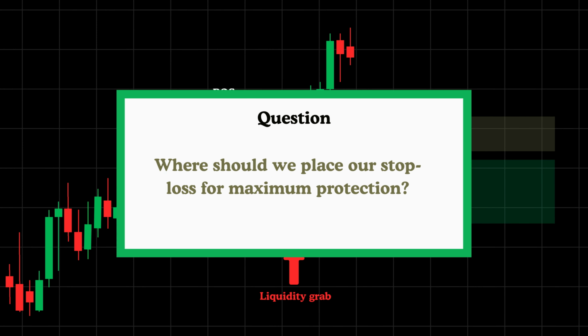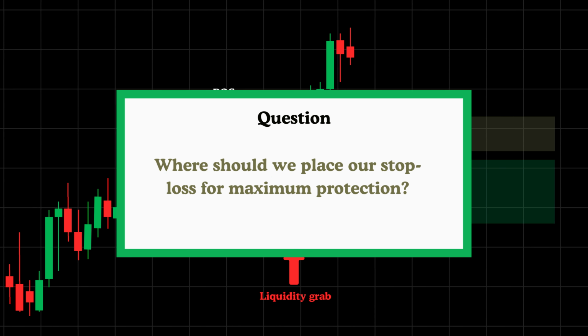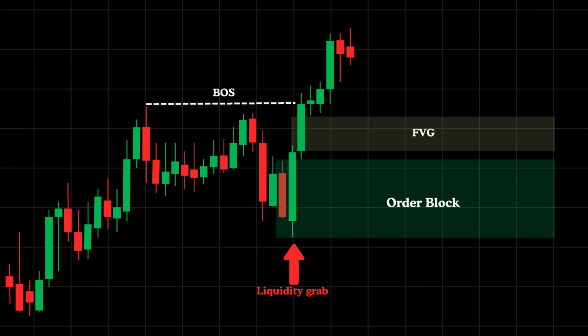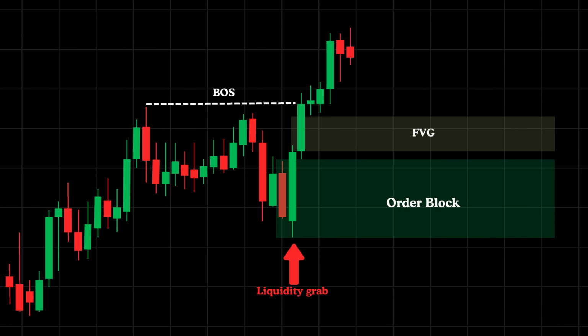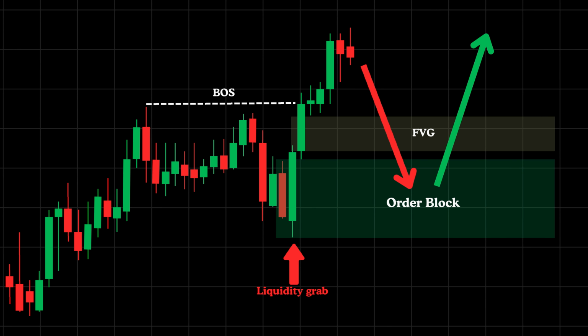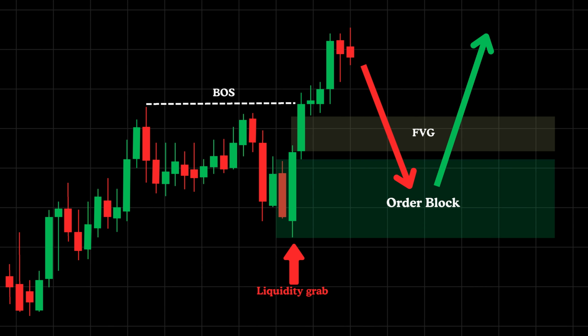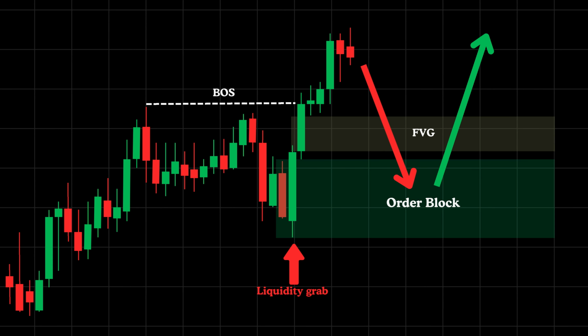So, the question is, where should we place our stop loss for maximum protection? If we plan to place a buy limit at this order block, the safest zone is under this wick, where the move originated. So we include that section within the order block zone. Then we simply wait for a pullback to enter when a setup is confirmed.